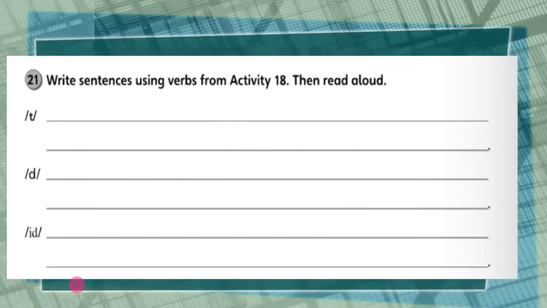Last activity: you're going to write sentences using verbs from activity 18. So go back to activity 18. You have a list of many verbs there. You can use some of them to write sentences. For example, you can write two or three sentences with the t sound, the d sound, and the id sound. After you finish this exercise, I want you to take a photo of it and send it to me, show it to me in class area, in the discussion room, under this video, or in a message.